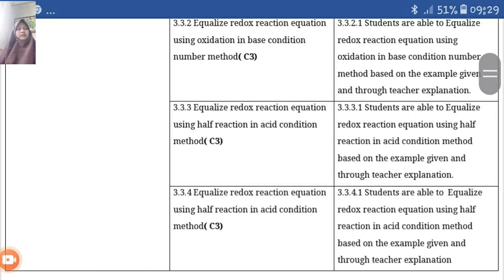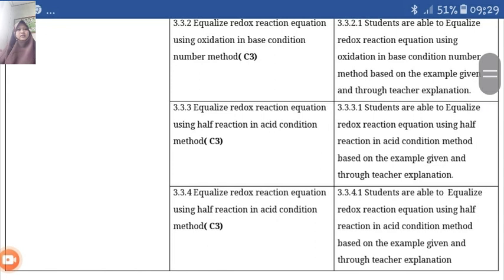And the last indicator is 3.3.4, equalize redox reaction equation using half reaction in acid condition method. For the teaching learning objective, students are able to equalize redox reaction equation using half reaction in acid condition method based on the example given and short teacher explanation.